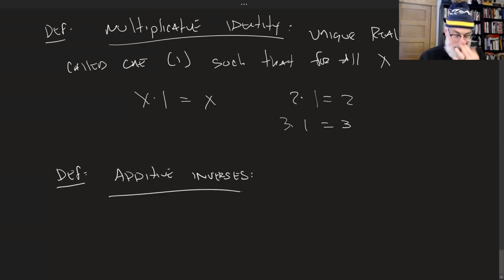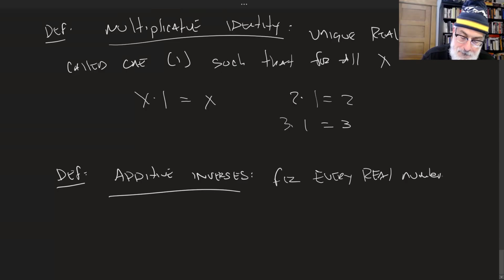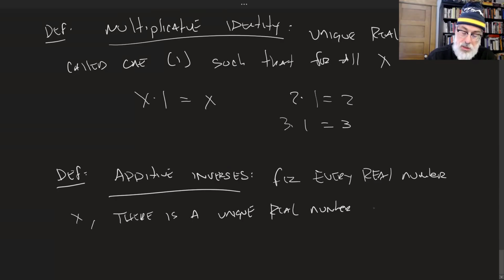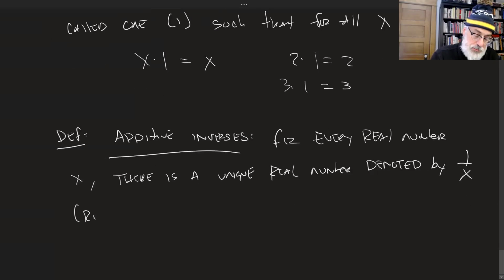So multiplicative inverses, which means by definition, for every single real number, we'll say x, there is a unique real number, which will be denoted by 1 over x. These are called reciprocals.